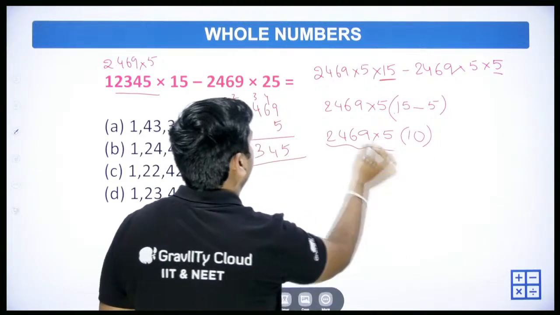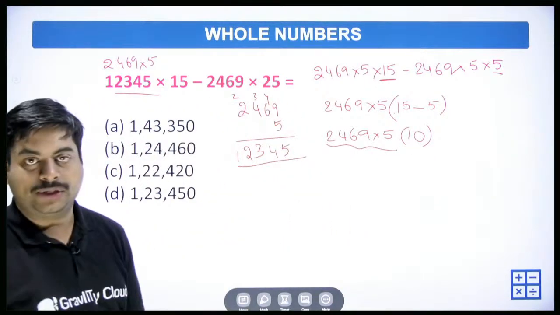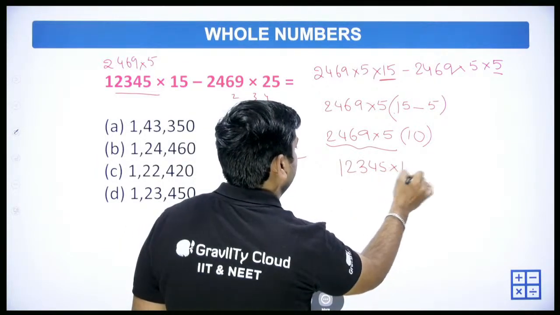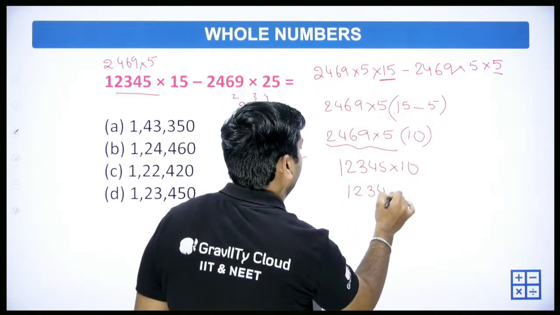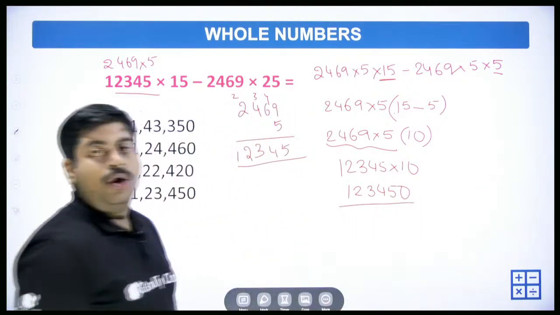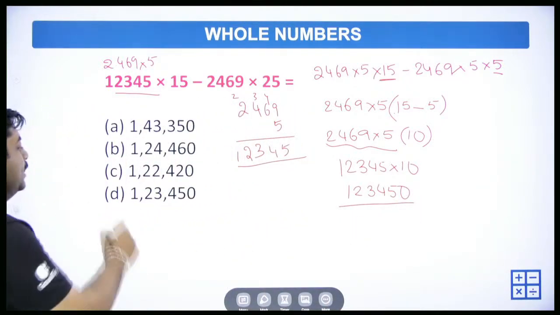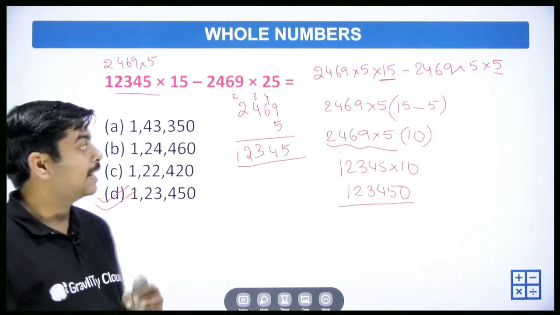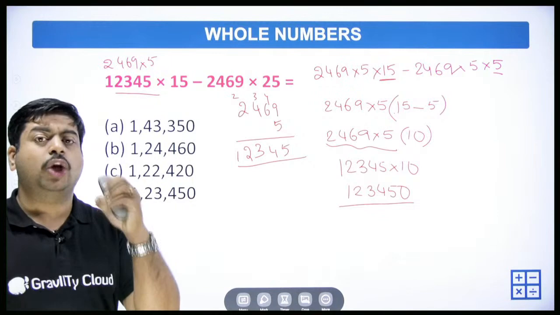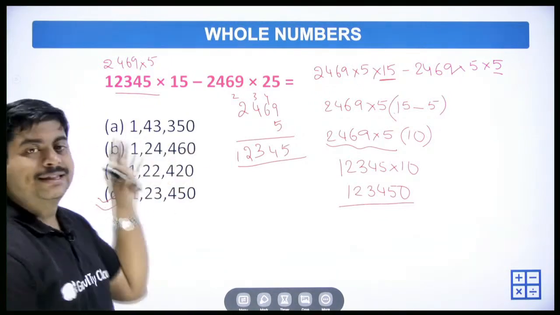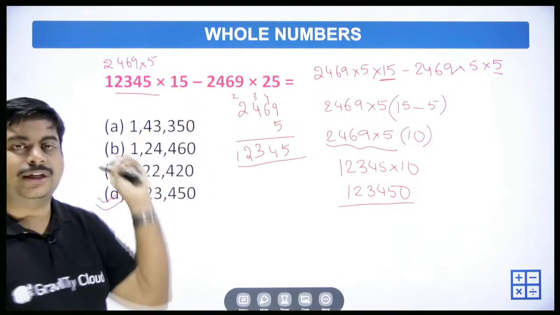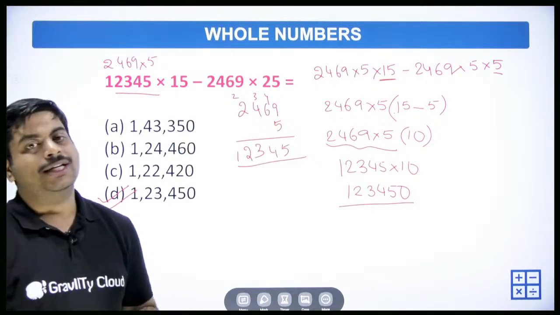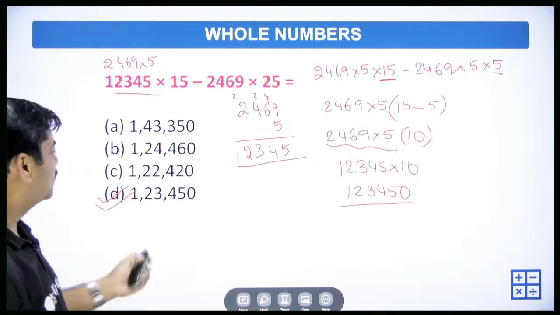2469 into 5 we have already multiplied, that is 12345. So 12345 into 10 will give you 123450. So option D is the correct answer. The only thing you need to understand is that these types of questions are not there to ask how well you can multiply each and every term. No, we need to understand the logic behind it, and based on that we need to solve accordingly. Right, so that is option D.